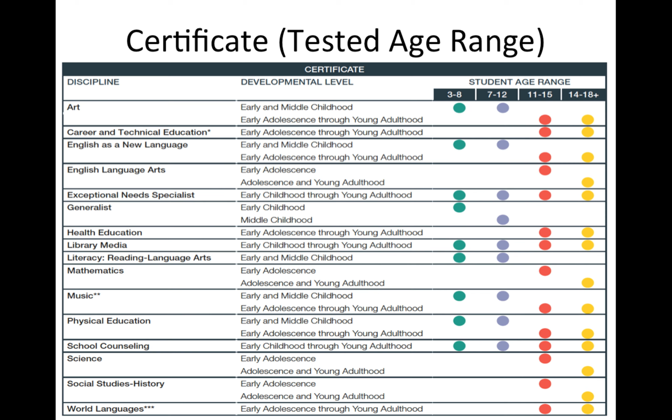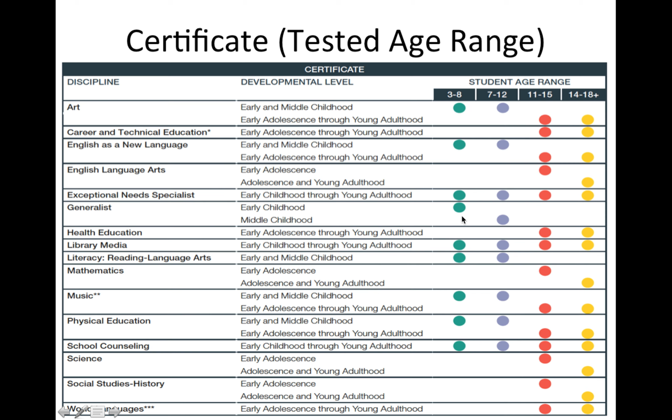And this is probably the most challenging part of the assessment center, is that you are tested over the full age of your certificate area. For example, I'm a middle childhood generalist. If you see the mouse, you see generalist, middle childhood. You come over here and you see the circles. You see the age range.